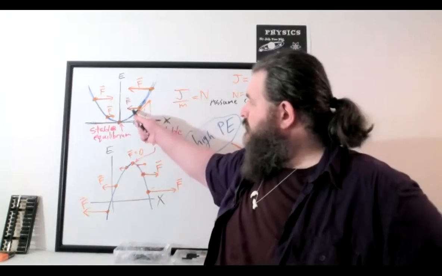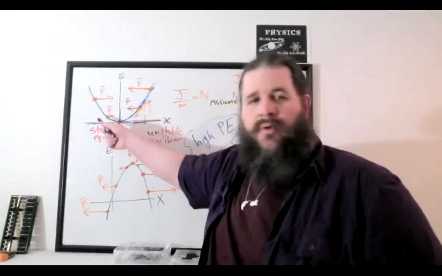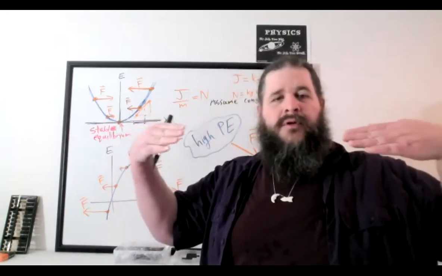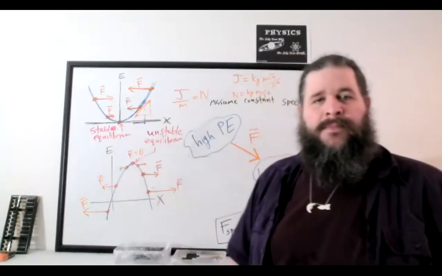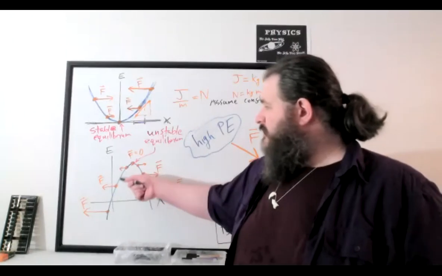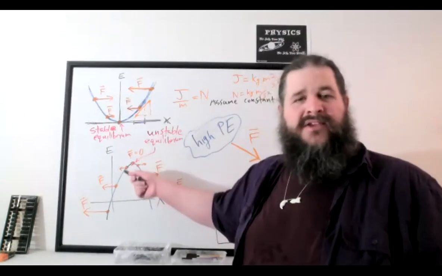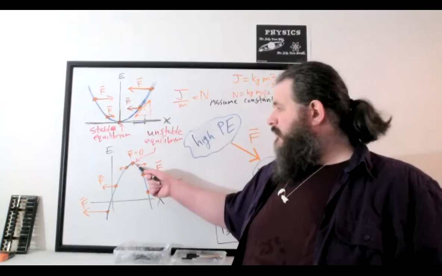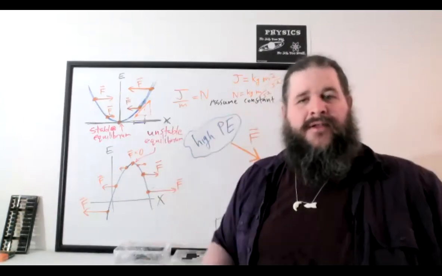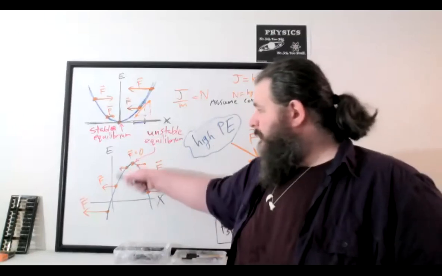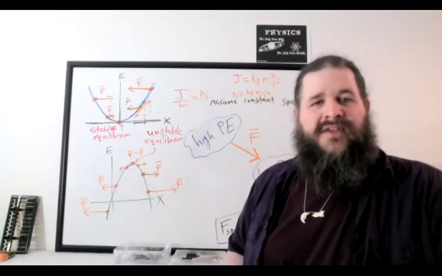In general, if the potential energy graph has a minimum, a low point, all the nearby forces are pulling towards that lower potential energy. So that would be stable equilibrium. If the graph of potential energy has a local high point, a local maximum, then all the forces nearby are pulling away from that point because they're pulling towards lower potential energy. So a maximum on the potential energy graph is going to represent unstable equilibrium.